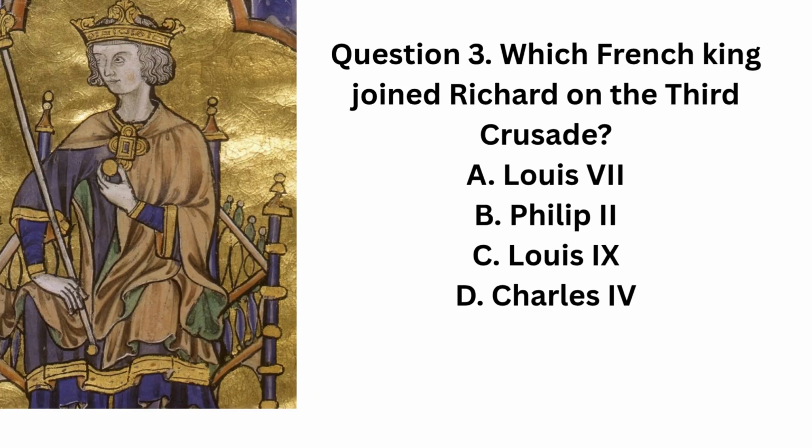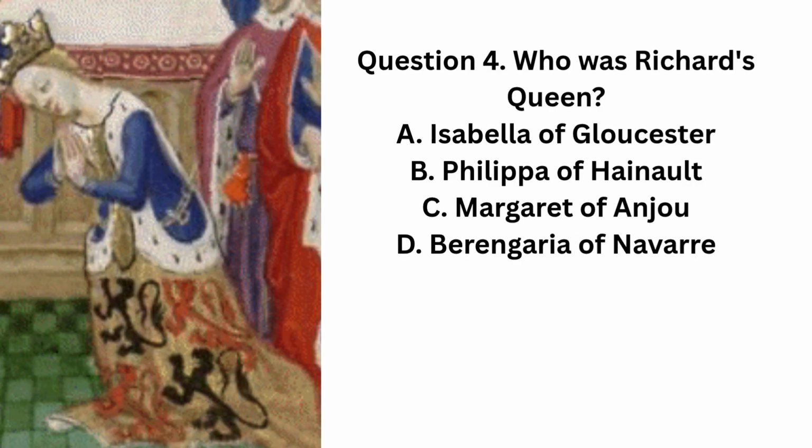Question 3. Which French king joined Richard on the Third Crusade? Was it A. Louis VII, B. Philip II, C. Louis IX, or D. Charles IV?